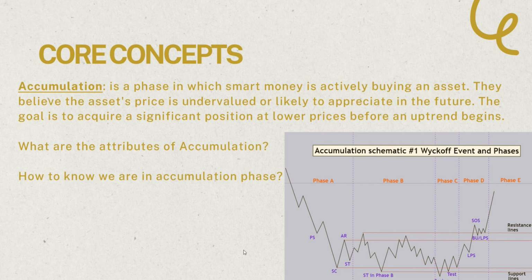Accumulation is a phase in which smart money is actively buying an asset. During accumulation, the institutional traders are buying up financial assets. You know what I mean by an asset? All right, stock, currency, commodities. They believe that the asset price is undervalued or likely to appreciate in the future. That is why they buy. And the goal is to acquire a significant position at lower prices before an uptrend begins. It makes sense to buy cheap.